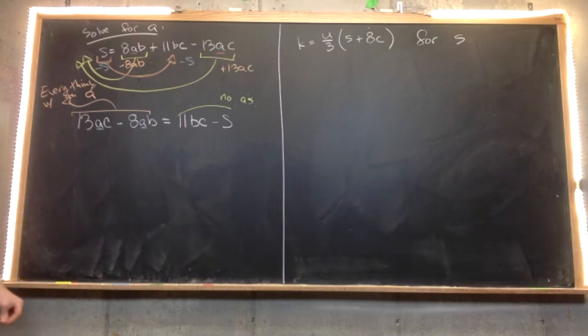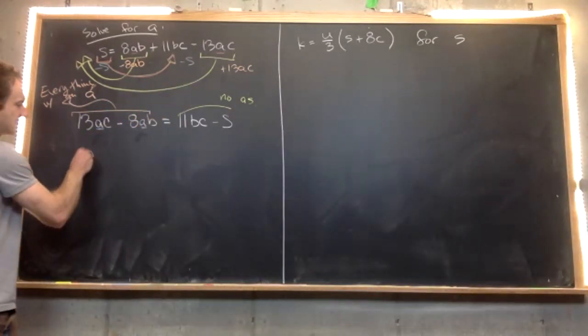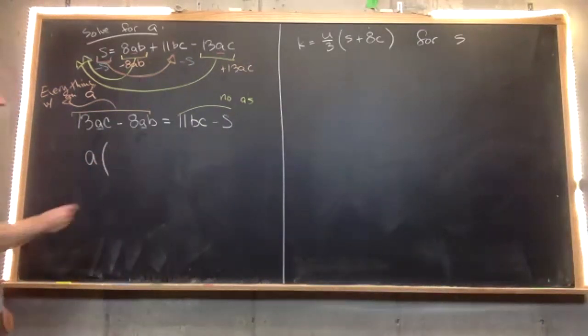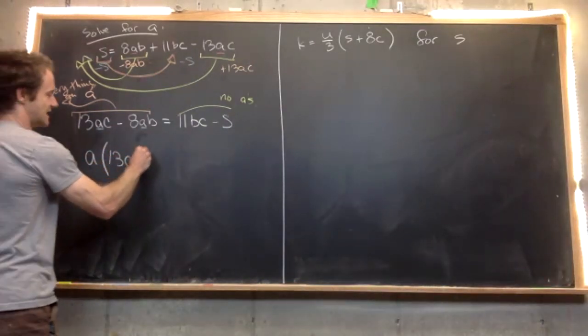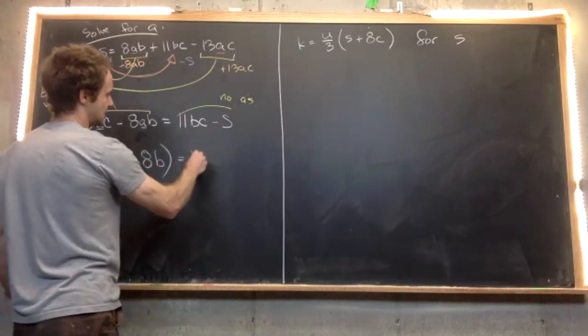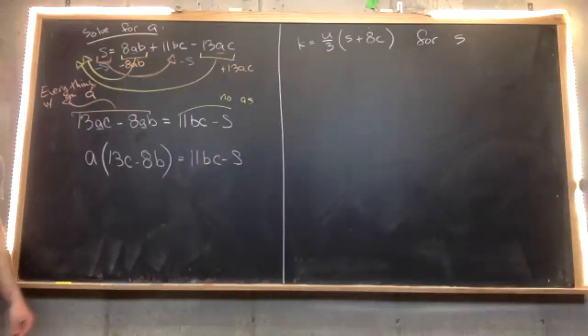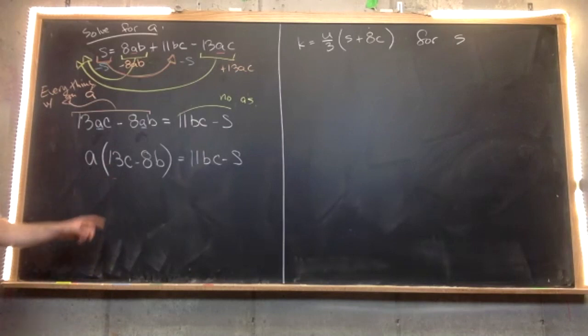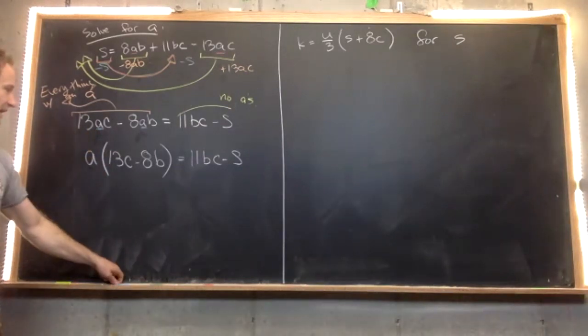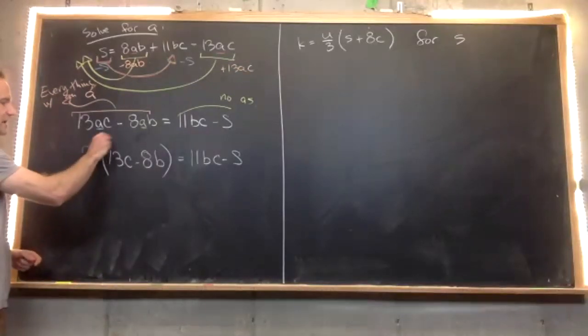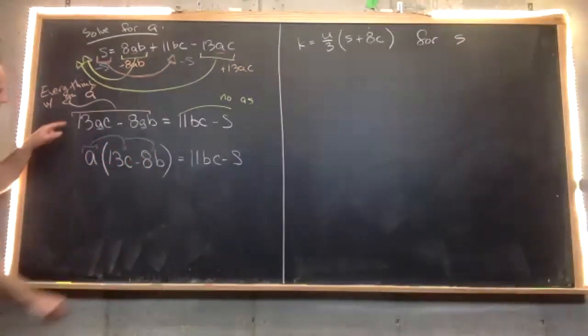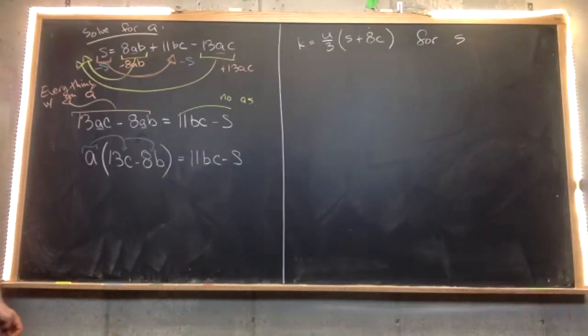The next thing that you want to do is use the distributive rule in reverse. So in other words, you want to factor. So you notice that there's A here and there's A here. So that means we can distribute it out of the left-hand side. So I'll put it in front. So we have A times, now this is going to be 13C minus 8B equals 11BC minus S. So I didn't change the right-hand side. The left-hand side did change a little bit, but only by factoring this A out. Now notice if I were to do this back in reverse, if I were to multiply this through, I would get back to this previous step, so I haven't changed anything.